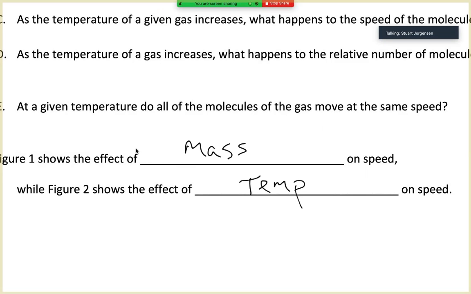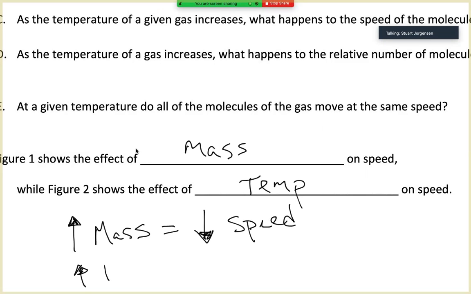And if we're just thinking about our relationships, we would say that as your particles become heavier, as you have an increase in the mass, it is an indirect relationship. We would see those particles slow down. There is a decrease in the speed of the particles or velocity. Conversely, if we have an increase in the temp, if we heat up our particles, we see an increase in the speed of the particles. Hopefully we're seeing that represented by the data up above.